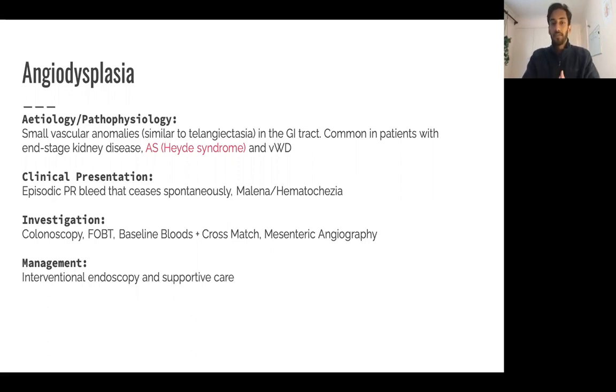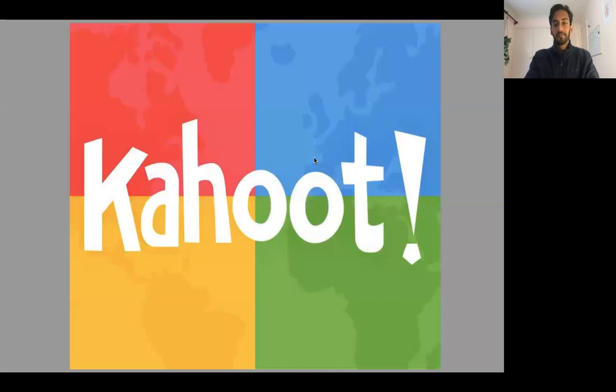It's classically associated with von Willebrand's disease as well as aortic stenosis. In this case, with this association, it's called Heyde syndrome. The main things you're really looking out for are blood in your FOBT, and then your colonoscopy, and then you might do mesenteric angiography. But it's usually not super symptomatic, just random PR bleeds now and then.